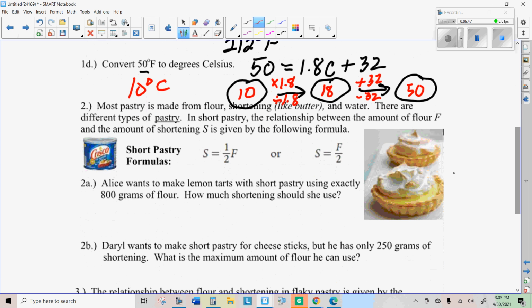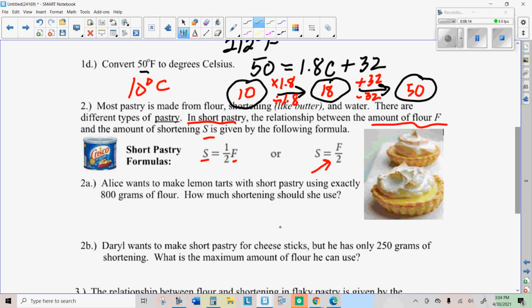All right, most pastry is made from flour, shortening like butter, and water. There are different types of pastry. In short pastry, the relationship between the amount of flour F and the amount of shortening is given by the following formula. The shortening equals 1/2 of the flour. Or another way you can do that is the flour divided by 2. I think I like that one better.